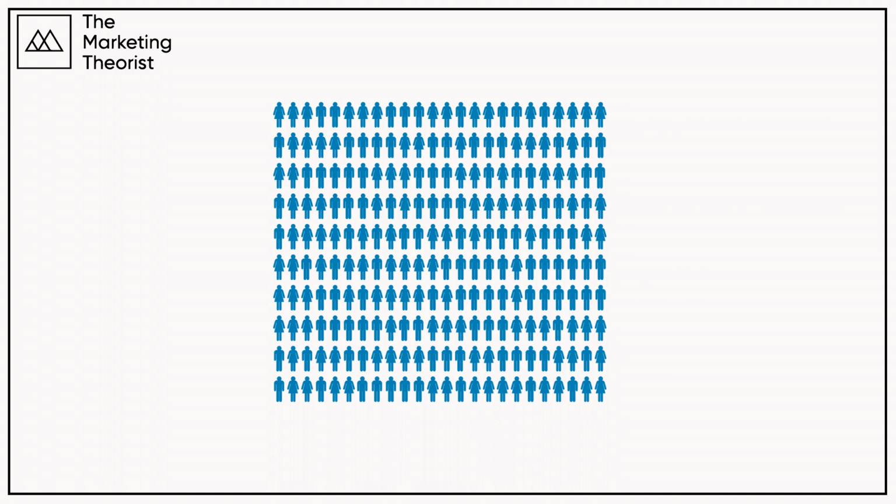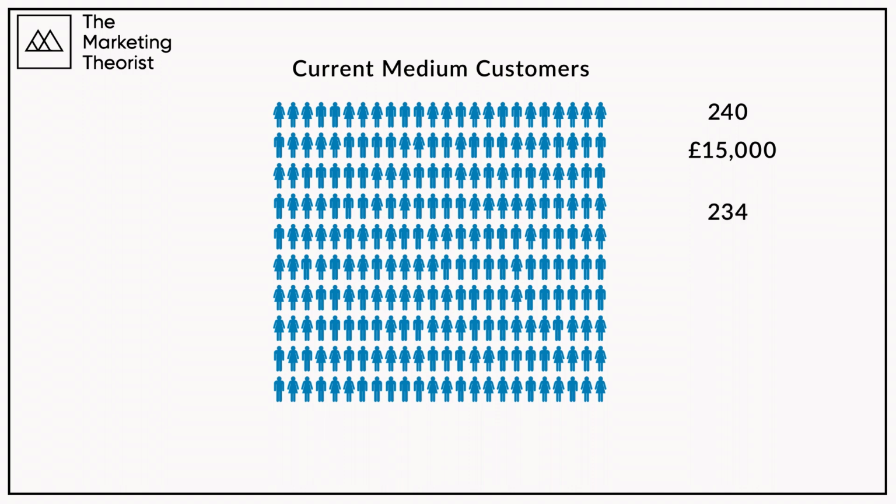Take the current group of medium customers from the fictional data set that ships with the tool. There are 240 of them spending an average of around 15 grand each. Now, in the prior year, this same category had 234 customers spending around 15 grand each. So you might reasonably assume that this is a pretty stable category, but the tool gives you a deeper look.